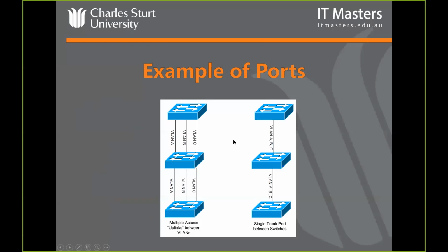So, an example of some ports. We've got multiple access uplinks between switches, so VLAN A, B, and C. In this case, we've got 3 physical links, one for each VLAN. If we use a trunk port, however, in this case, it looks much better. We've got a single link with all 3 VLANs running over a single trunk port. So it allows us to use fewer physical ports while having the same amount of traffic running across it.